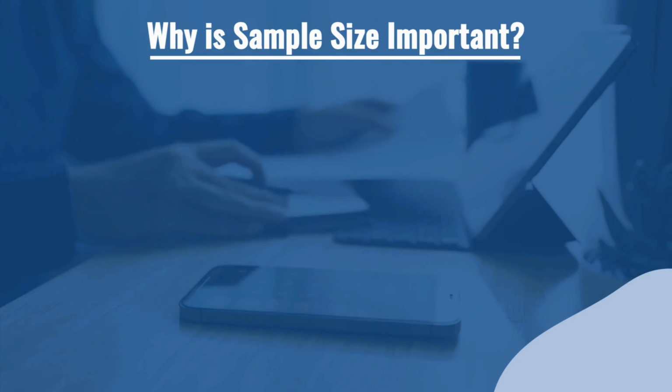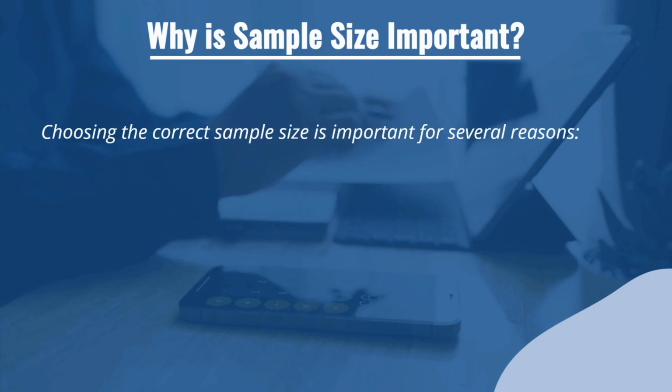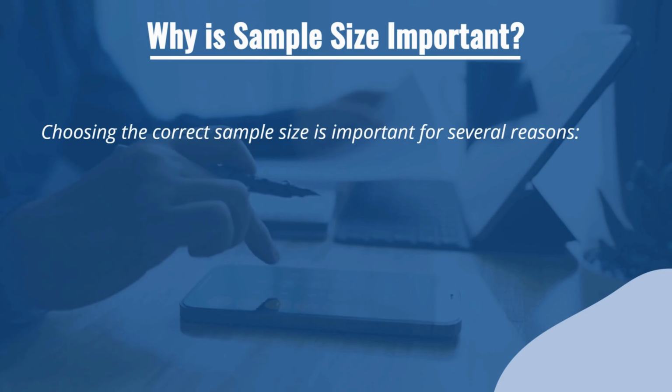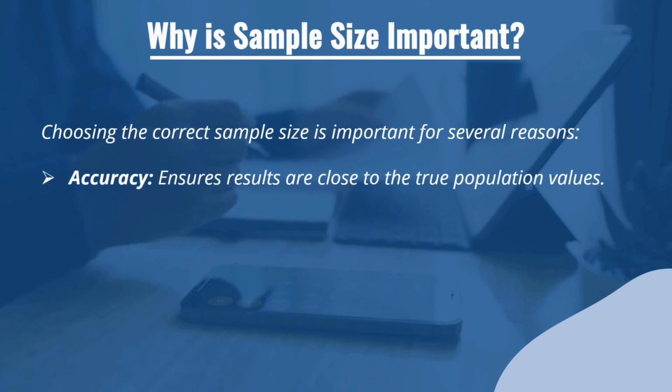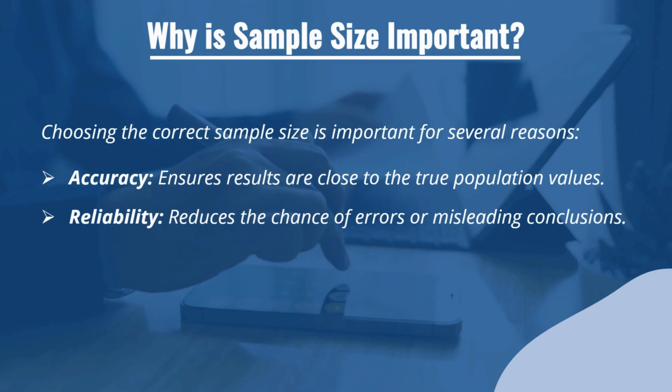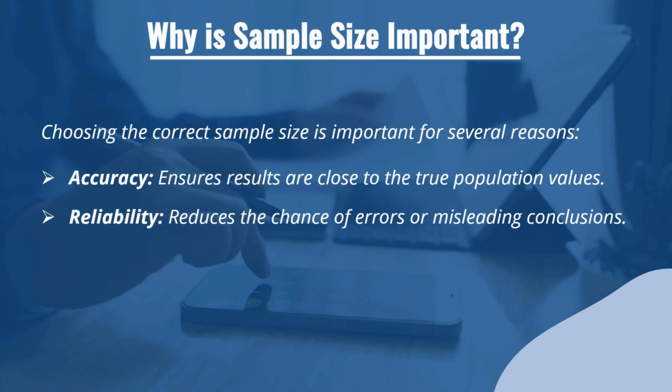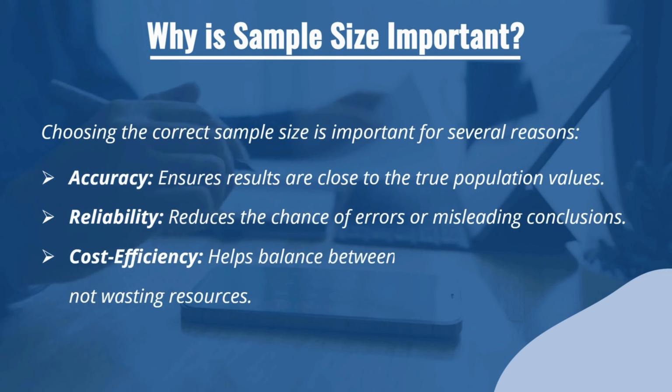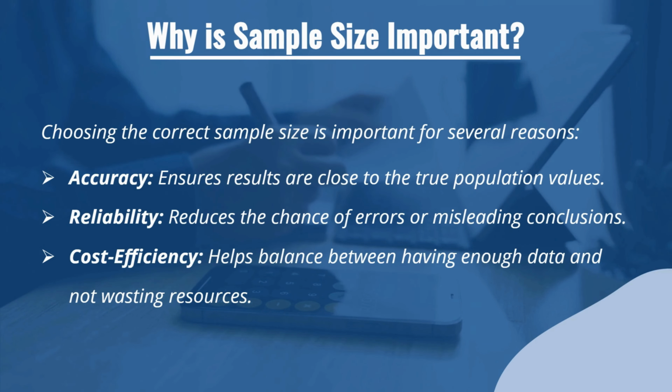Why is sample size important? Choosing the correct sample size is important for several reasons. Accuracy ensures results are close to the true population values. Reliability reduces the chance of errors or misleading conclusions. Cost efficiency helps balance between having enough data and not wasting resources.